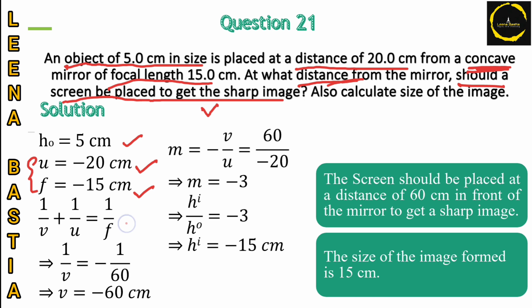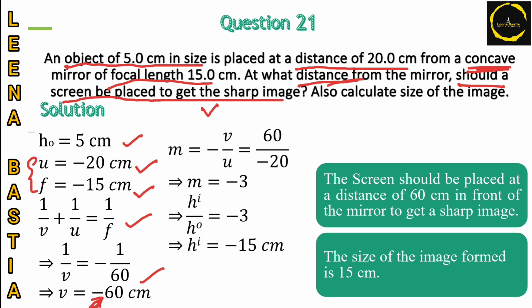So use the mirror formula. After calculating, you are going to get minus 60 centimeter. Do it in a proper manner after substituting the value. Complete work you have to do. Here I have shown only the calculation part due to shortage of place. So V is minus 60, here we got a negative sign indicating what? It is a virtual image.